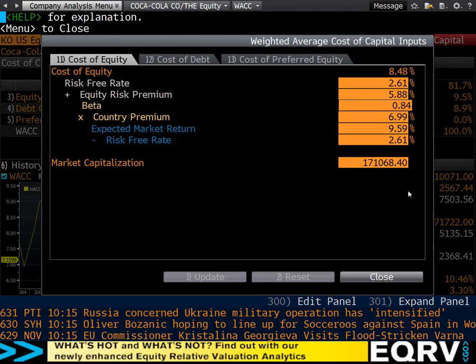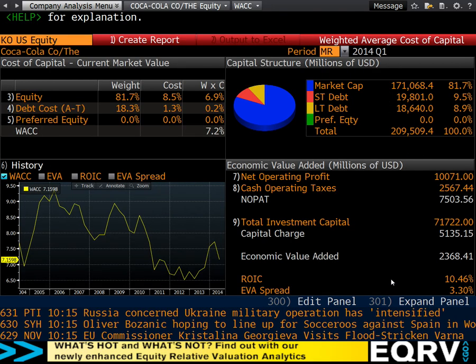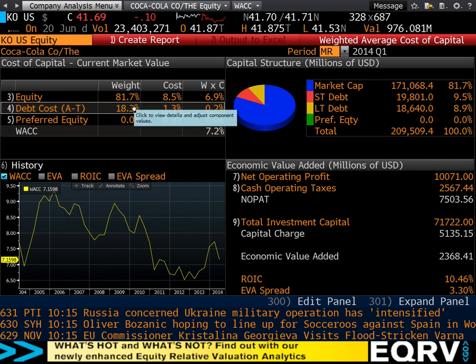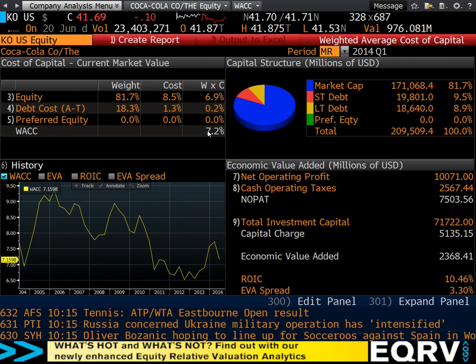This is the CAPM. If I don't like the CAPM assumptions, I can change them, but for now, we're going to leave the default. And this is the cost of debt using the yield to maturity on the debt, the current tax rate, and the current market weight of debt and equity, which is over here. So again, it calculated a WACC. That's the number that's going to be important to us. That's what we're going to use as our starting value in the valuation.